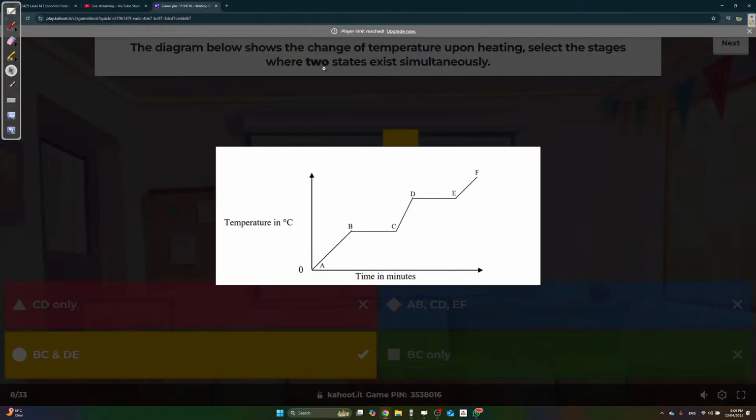Where there's 2 states, that means that phase change is occurring, and that is when the temperature remains constant.